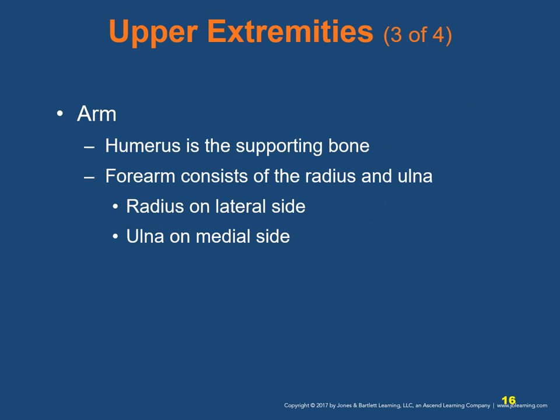In the arm, you have the upper humerus, which is the supporting bone, and the forearm, which consists of the radius and ulna. The radius lies on the lateral or thumb side, and the ulna is on the medial or little finger side.